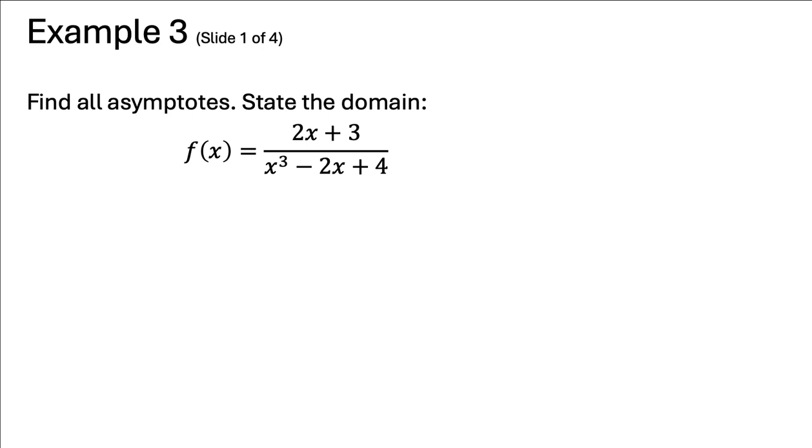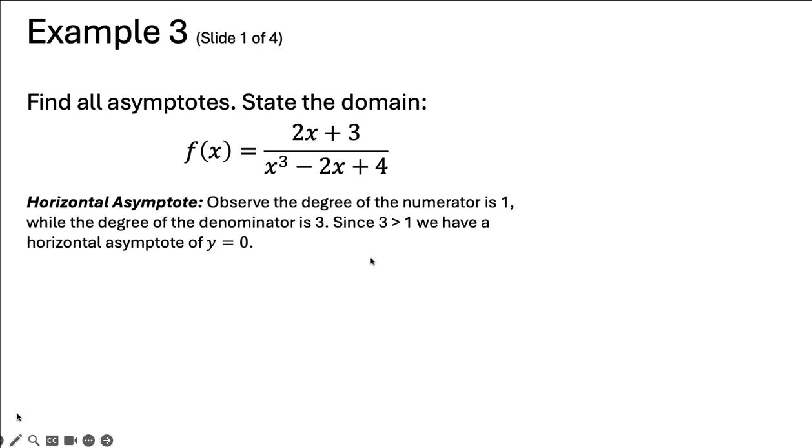So this function is f of x equals (2x plus 3) divided by (x cubed minus 2x plus 4). So what I'm going to do is consider the horizontal asymptote first. Since the degree of the denominator is bigger than the degree of the numerator, 3 is bigger than 1, basically, then we have a horizontal asymptote of y equals 0. So that's pretty straightforward right there. There's not a whole lot of thinking involved.